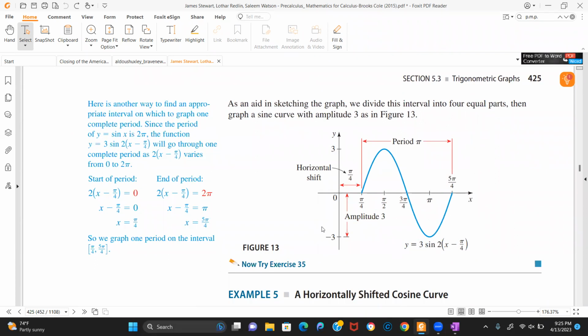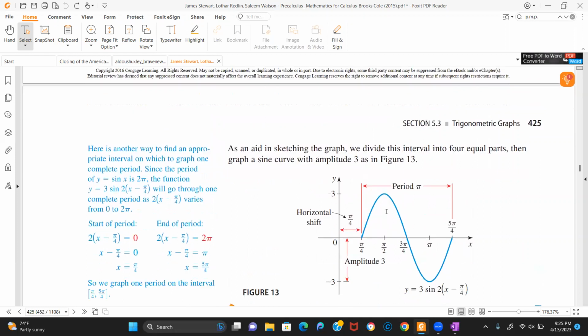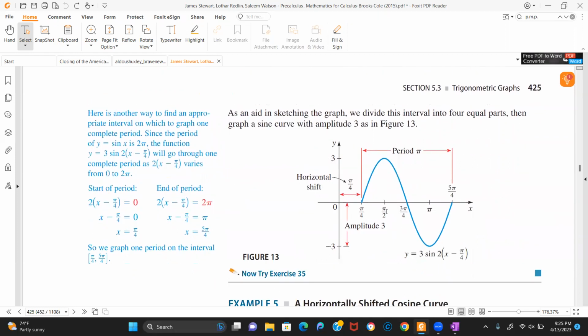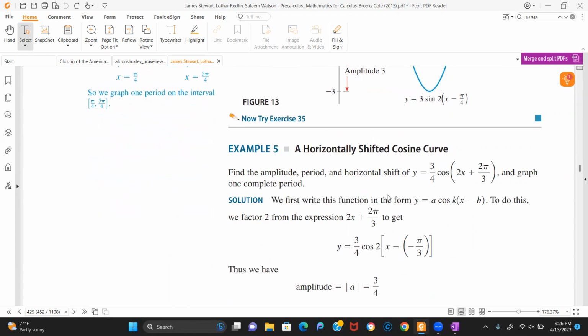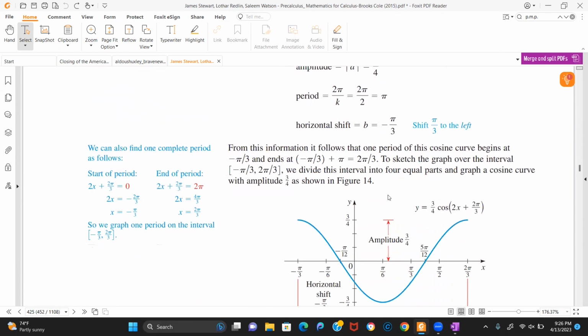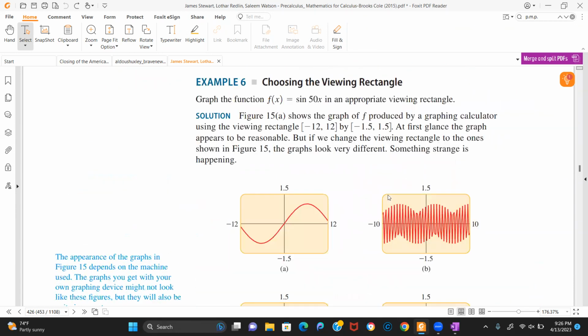You can see it maxes out at 3, so it's a vertical stretch. And then you multiply by 2 inside, so you're compressing it a little bit. And then you shift it over. Normally this part right here would start at 0, so you shift the whole thing over pi over 4 units.